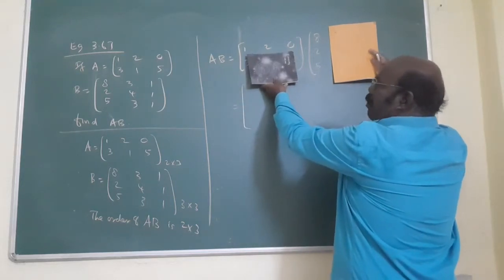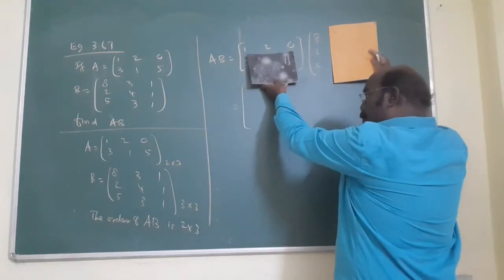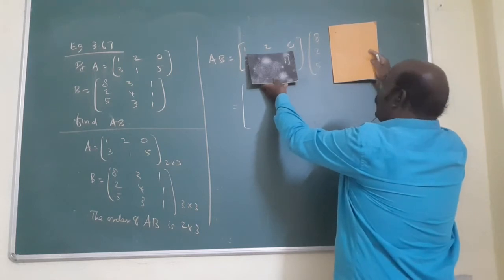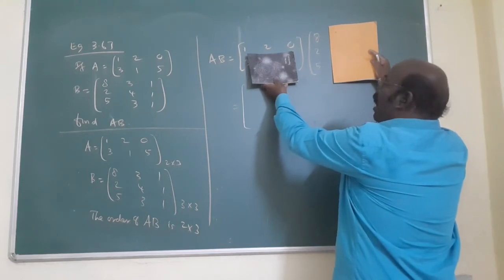Here, consider the first row, first column. In the first row there are 3 elements. Here, the column also has 3 elements. First element with first element multiply. Next with the next multiply. 0 with 5. Third element with third element. 8, 4, 0. Added, we get the answer.